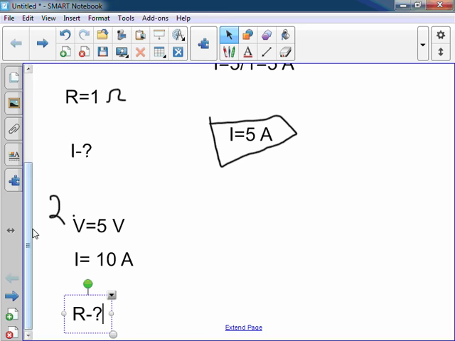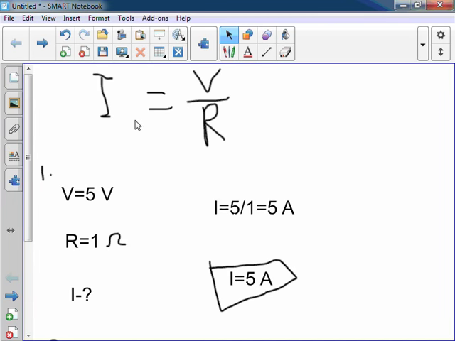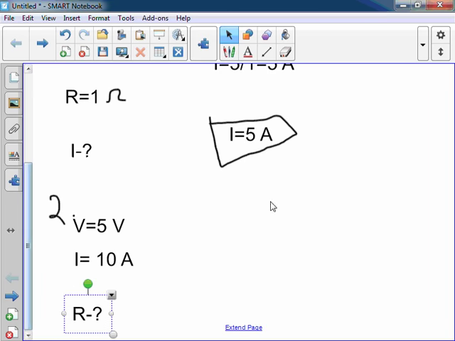Well, I have a bit of a problem. If I look at my formula over here, it tells me how to find current. It doesn't tell me how to find resistance. Now, you can do some algebraic manipulation and you can get resistance, or you can use Ohm's law triangle. First, I'm going to show you the algebraic manipulation, and then I'm going to show you the triangle. So here's how you would do it properly if you were in your math class. You would type out your formula, I equals V over R.